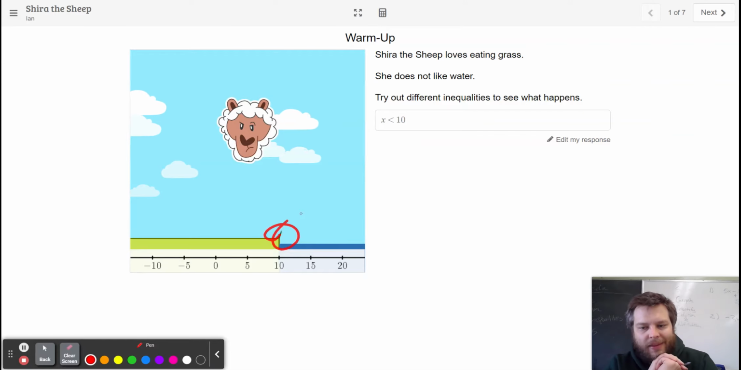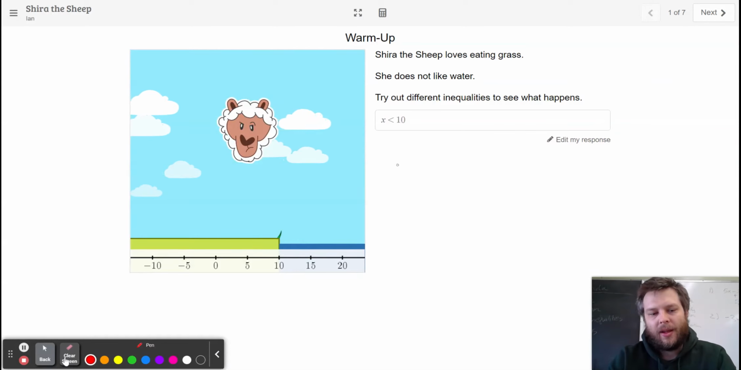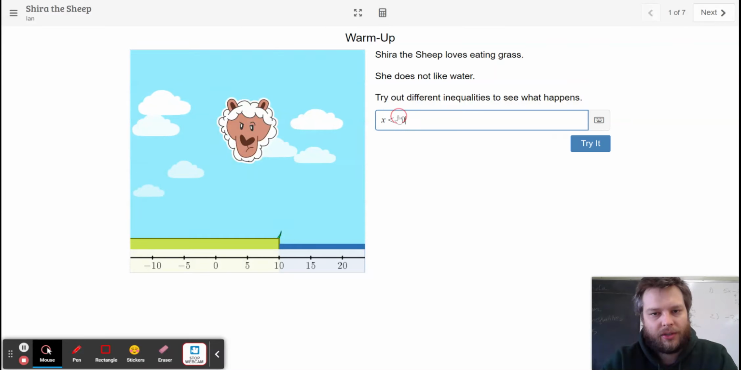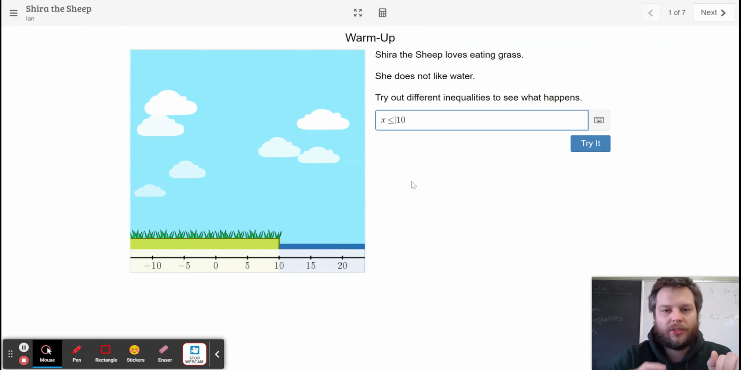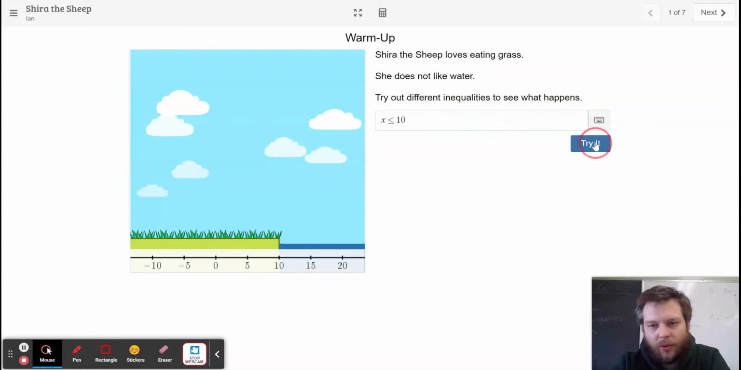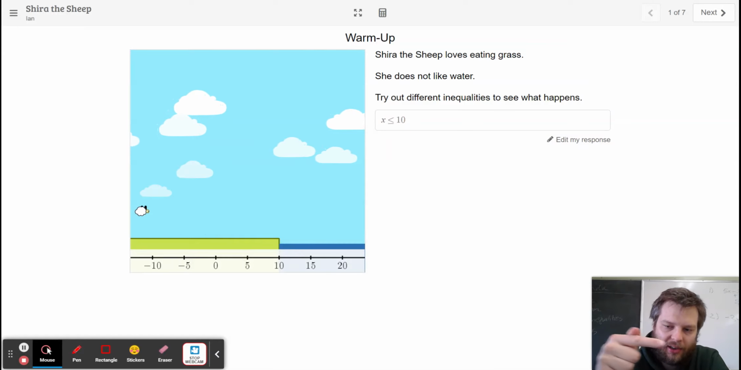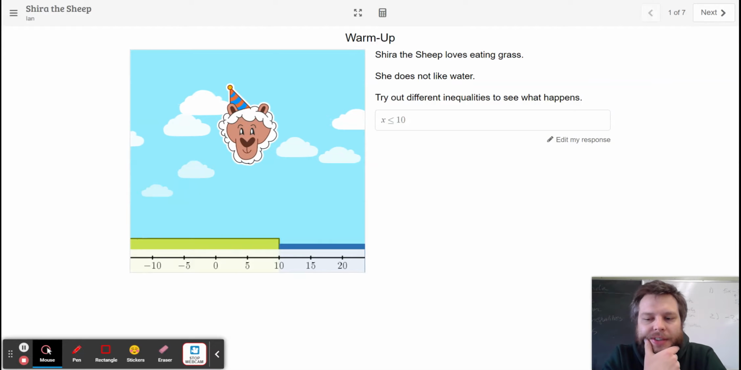So how can I make Shira eat the grass that sits exactly at 10? I need to tell Shira that 10 is a solution. So I'm going to go right back here and I'm going to hit equals. If you just type the equals button, it will underline your inequality. And what that means is it's now a closed circle. It means eat exactly at 10, move to the left and eat all the numbers that are smaller than 10. Shira has a party hat.